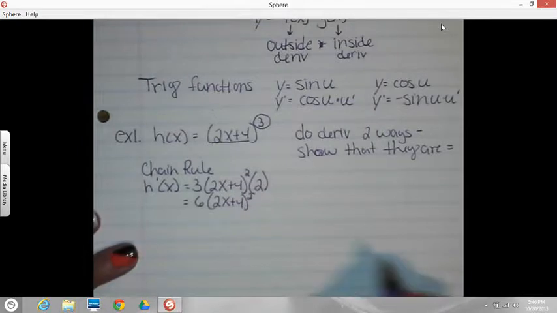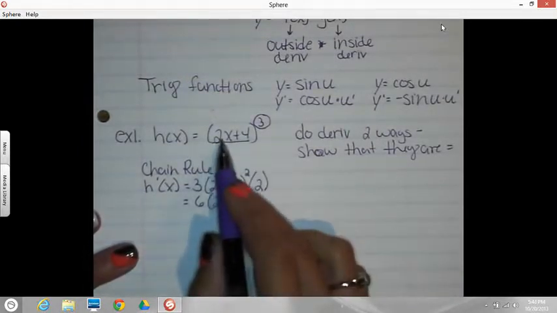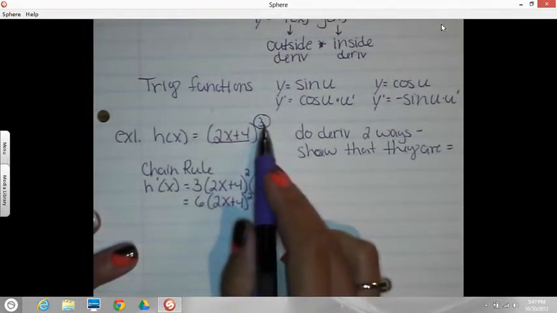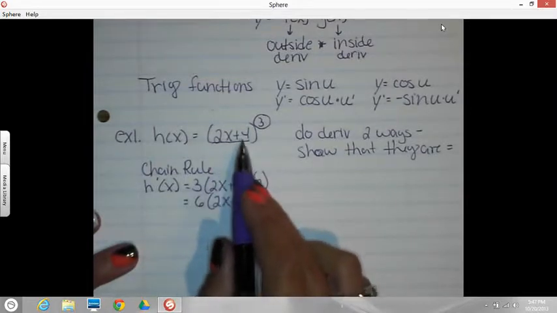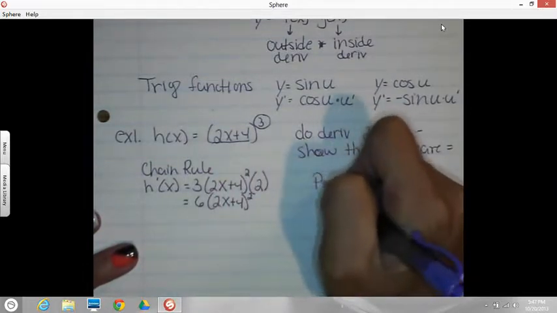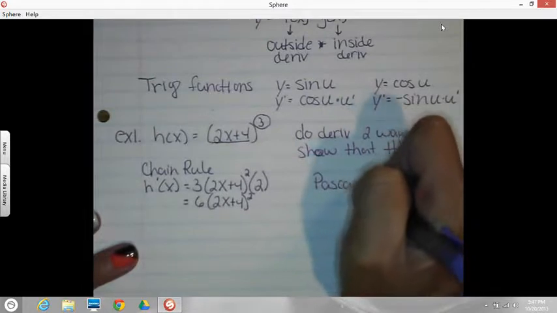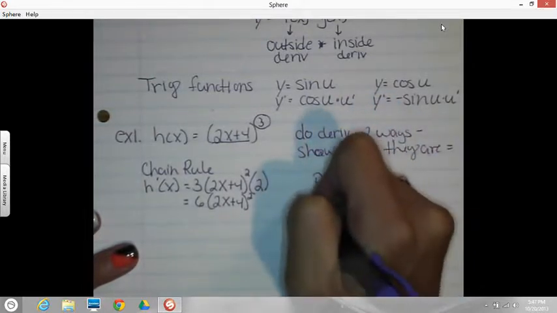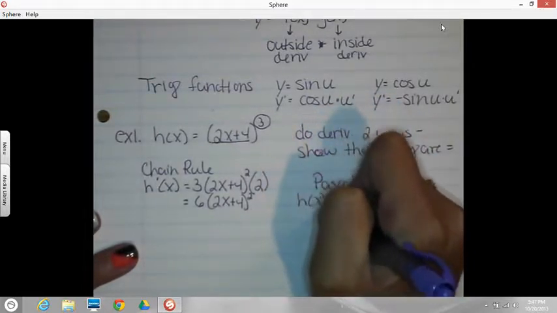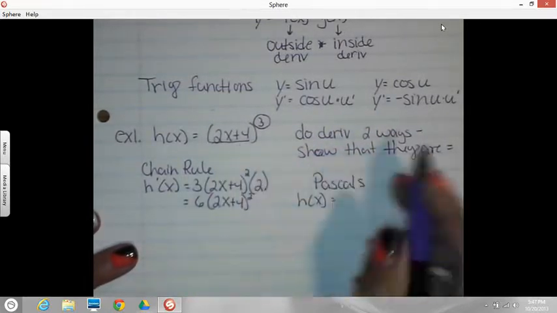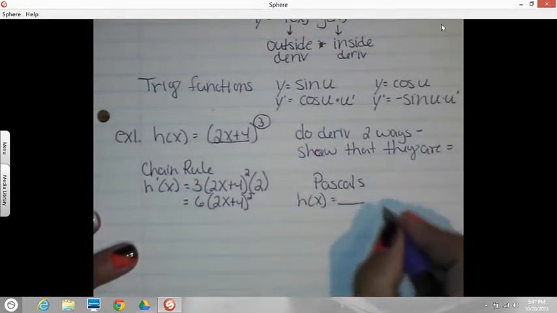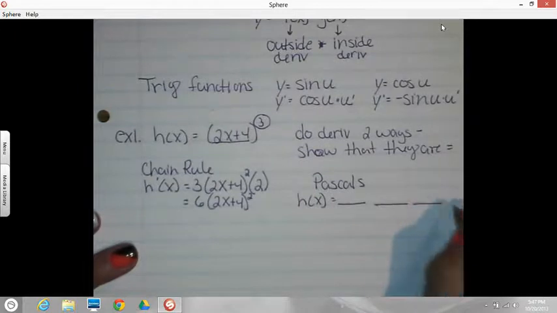Okay, before chain rule, we would have had this binomial. We would have had to expand it with Pascal's triangle so that we could do the power rule on each term. So we'll do that first. So with Pascal's, this is still going to be h of x, not the derivative yet. We're just going to take this function and expand it. You know it's going to have the 4 terms. I think I can fit them on here.